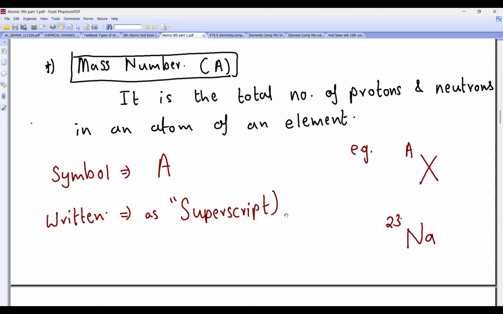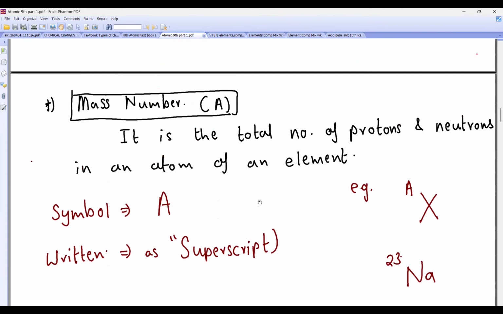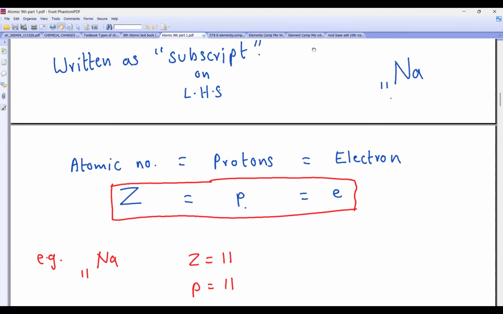Hey, what is the formula for mass number? It is the sum of protons and neutrons. So mass number is equal to number of protons and neutrons, or not? Tell me, what was the symbol for mass number? A. Proton, P. Neutron, N. But we have studied, number of protons is equal to what? Z, atomic number.